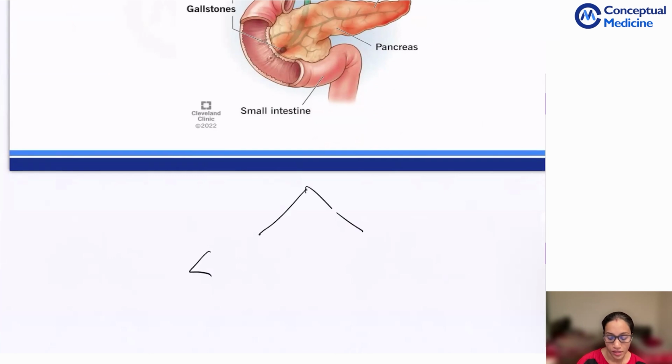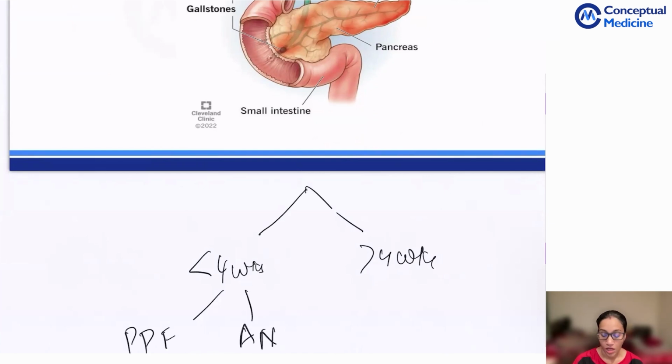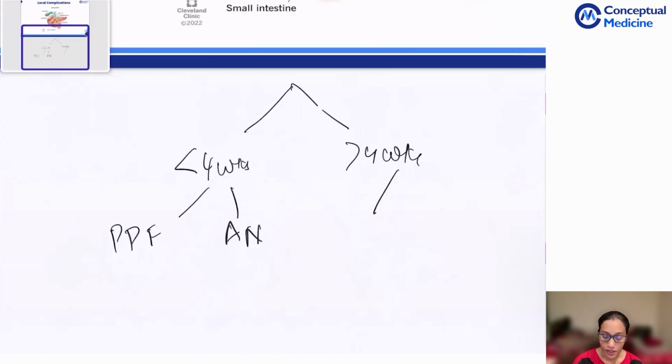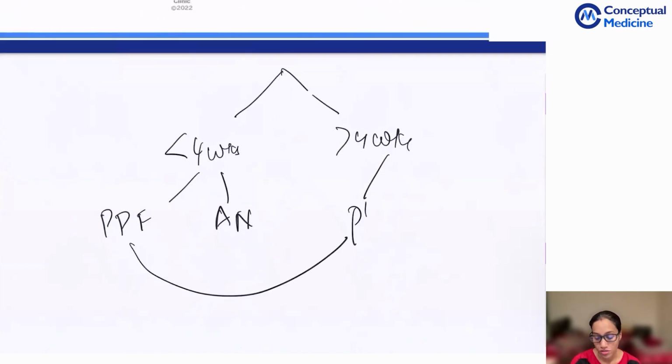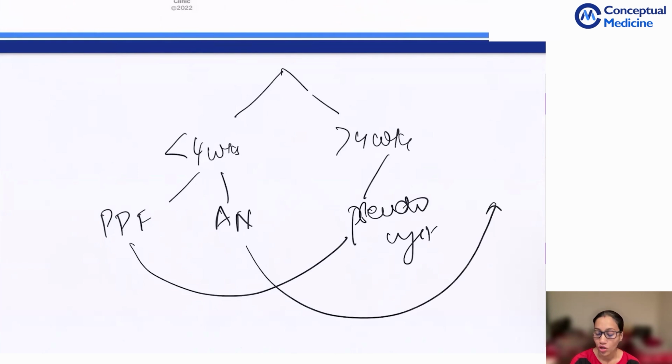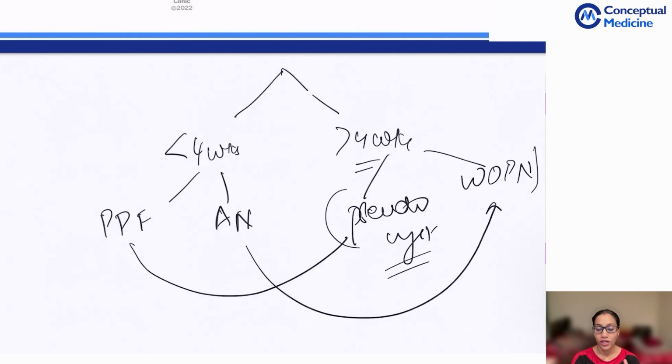Less than 4 weeks and more than 4 weeks, right? So less than 4 weeks, you have your peripancreatic fluid collection and you have acute necrosis. Whereas above 4 weeks, this peripancreatic fluid collection becomes the pseudocyst, and your acute necrosis becomes your walled-off pancreatic necrosis. So what is the difference between these two? Here you have a well-defined wall. That's why that 4 weeks is important, because once a well-defined wall is present, intervention will be easier.